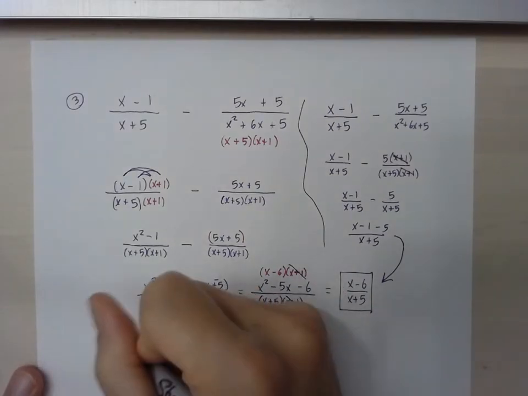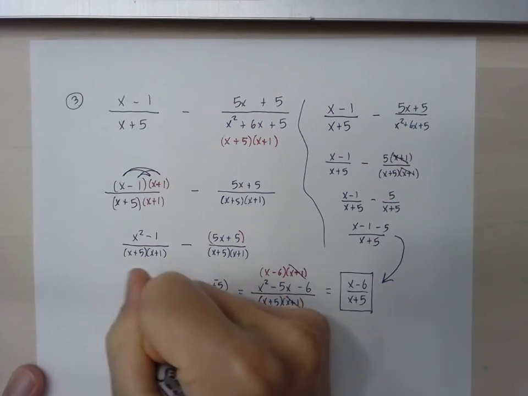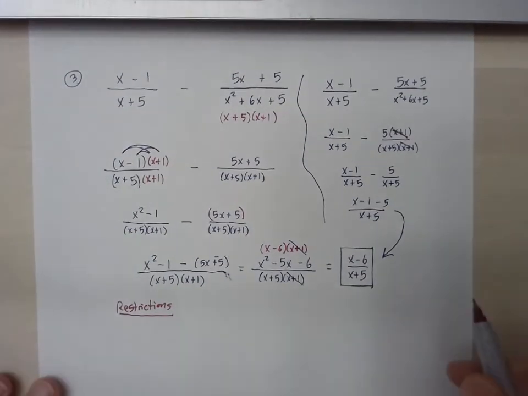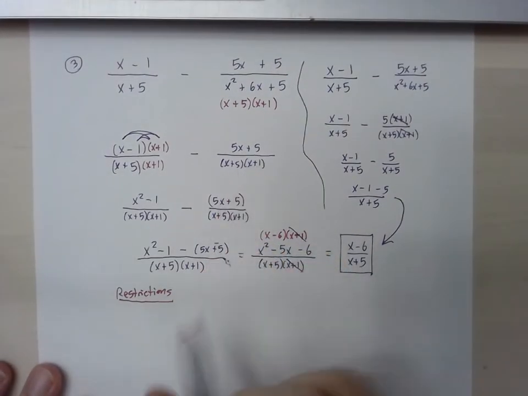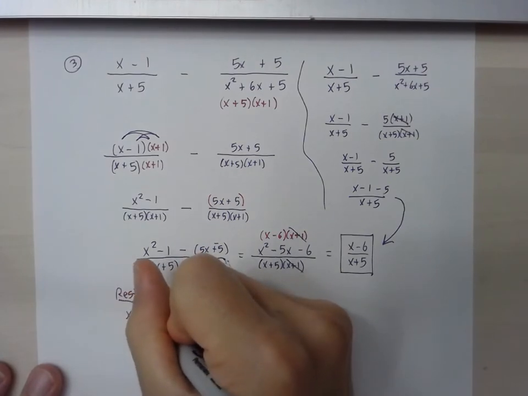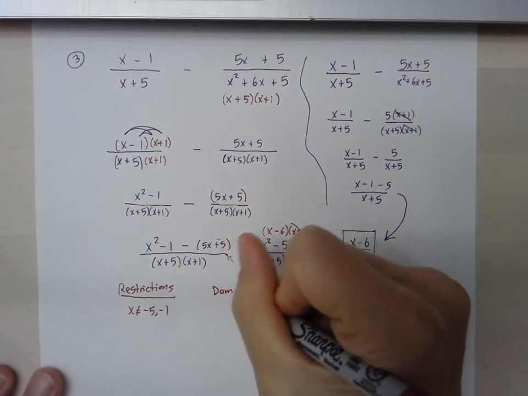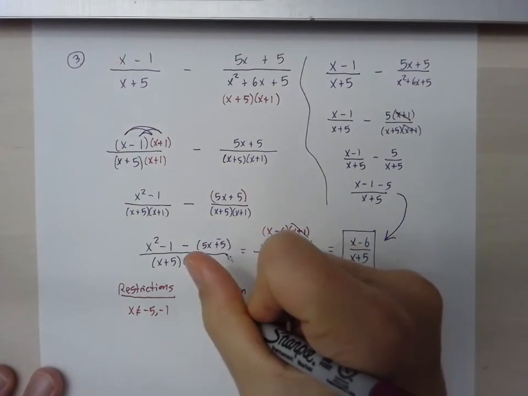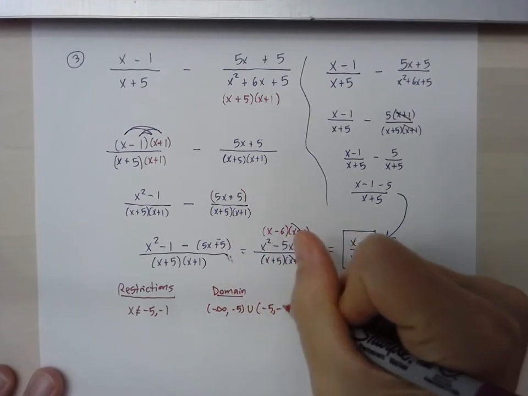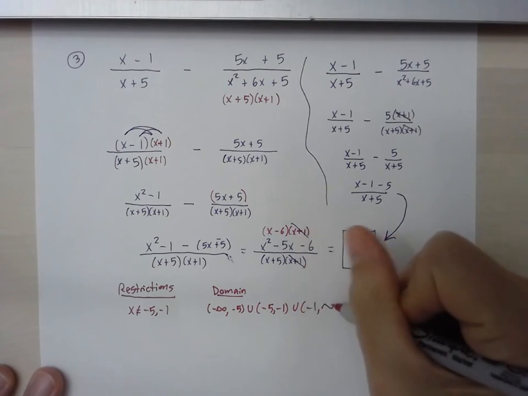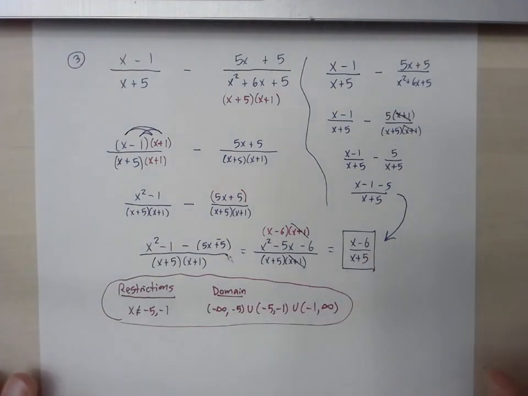So let's look at the restrictions. What's going to make my denominator 0? Well, we can go back to the original problem. It's just going to be -5 and -1. So x cannot equal -5 or -1. And if you want to write your domain, that's going to be all real numbers except -5 and -1. So negative infinity to -5, -5 to -1, and -1 to infinity. So restrictions, domain, simplified answer.